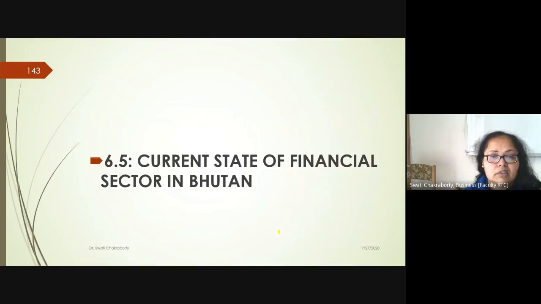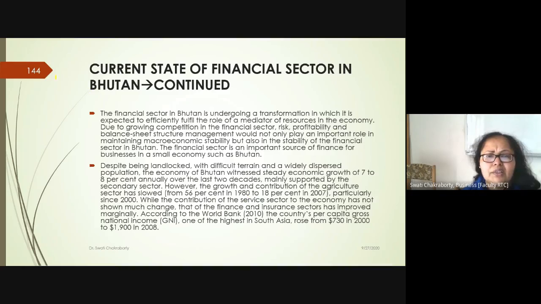Okay, right. We go to the next topic, that is the current state of the financial sector in Bhutan. Now, the financial sector in Bhutan has undergone a transformation where it is expected to efficiently fulfill the role of a mediator of resources in the economy. And due to the growing competition in the financial sector, risk, profitability, and balance sheet structure management would not only play an important role in maintaining macroeconomic stability, but also in the stability of the financial sector in Bhutan. Financial stability as well as macroeconomic stability.